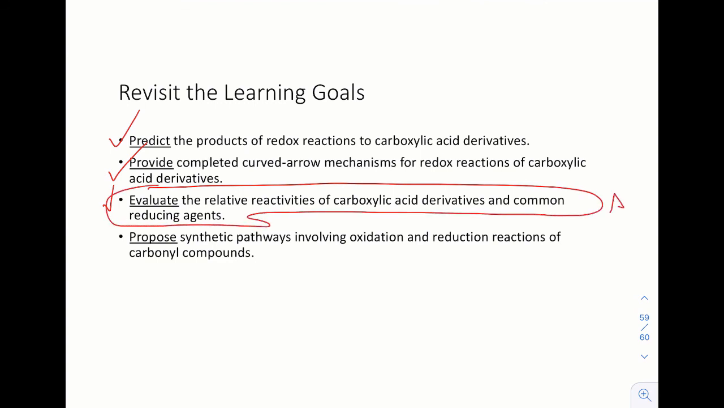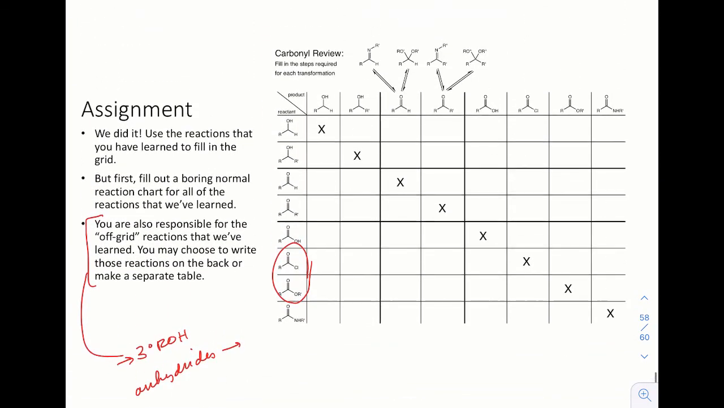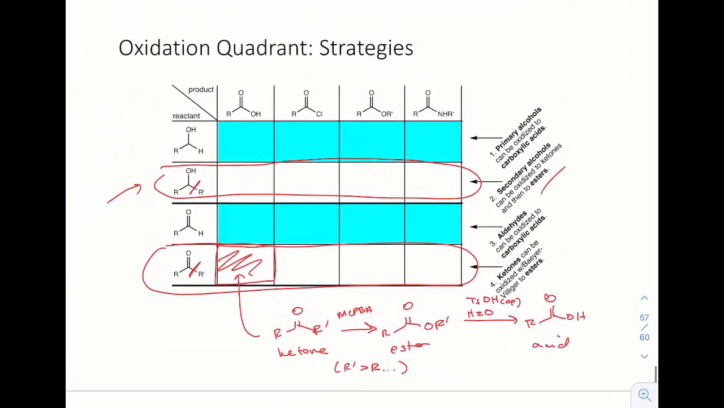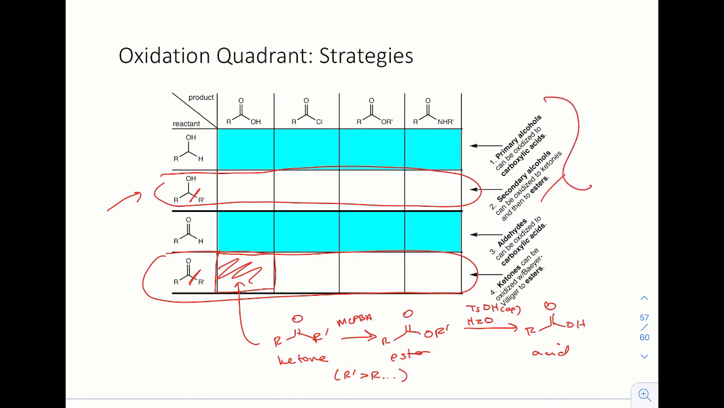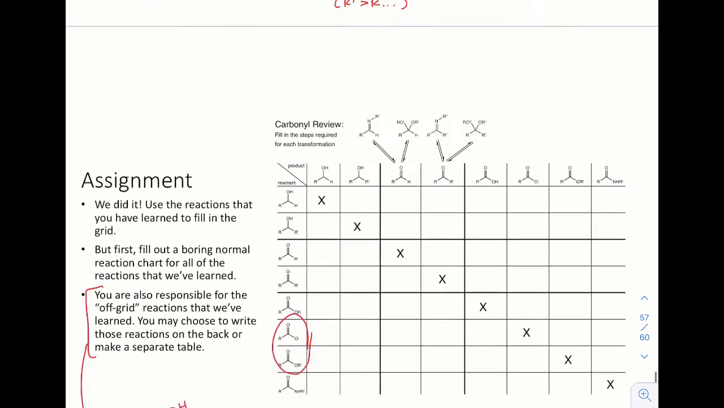This was so key today to thinking about how to add elegantly one equivalent of hydride or carbanion to various acid derivatives. And then finally, you'll need to practice proposing synthetic pathways involving oxidation and reduction reactions of carbonyl compounds as key steps. And your carbonyl grid will allow you to do that, right? That's why we're making this grid. It is a synthetic tool. And these hints will help you in proposing those synthetic routes. Like for this box, oh, I need to go through the ester.